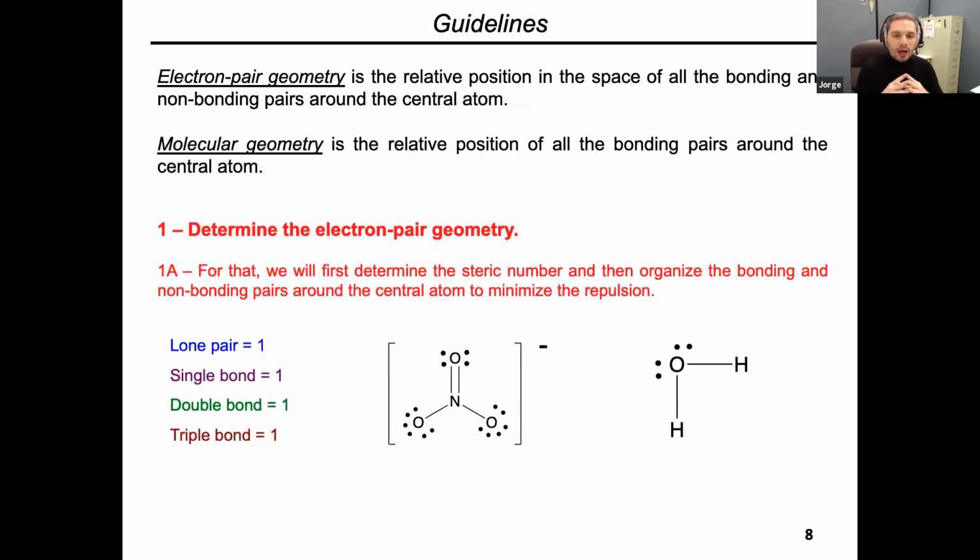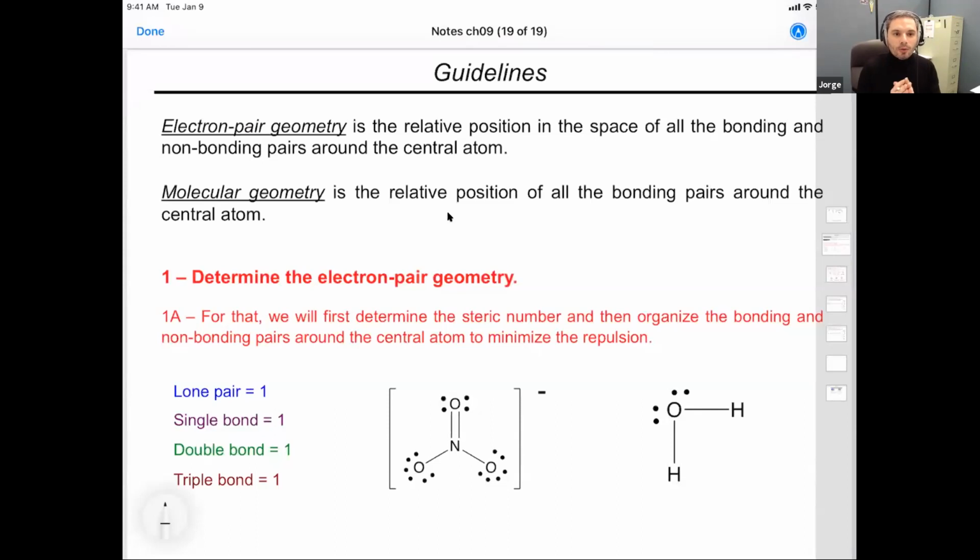All right, guidelines to get the molecular geometry. Let me change to the other screen. Okay, so we have two different things that are connected. The first one is called electron pair geometry, and that is the relative position in space for all the bonding and non-bonding pairs around the central atom. So we always start with the electron pair geometry, and for that, we will consider everything that's around the central atom, okay?